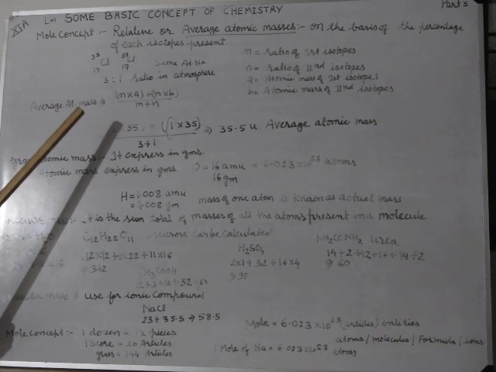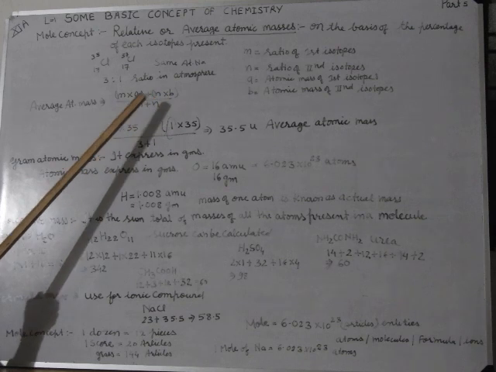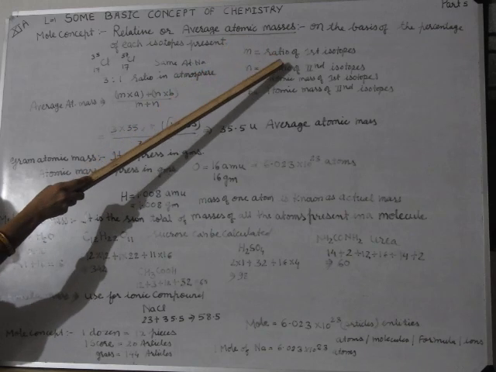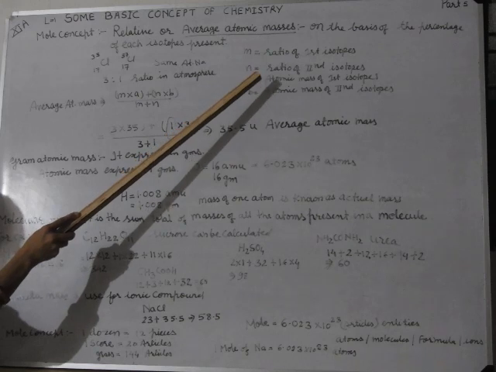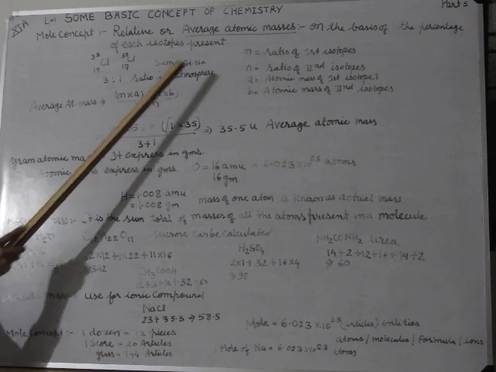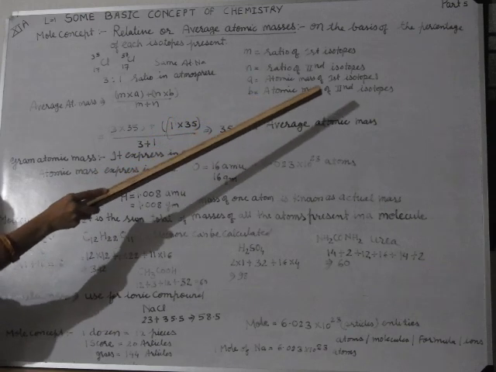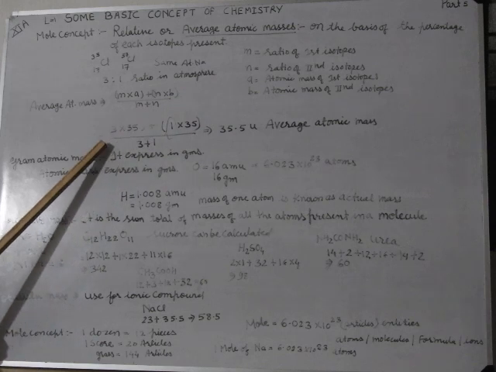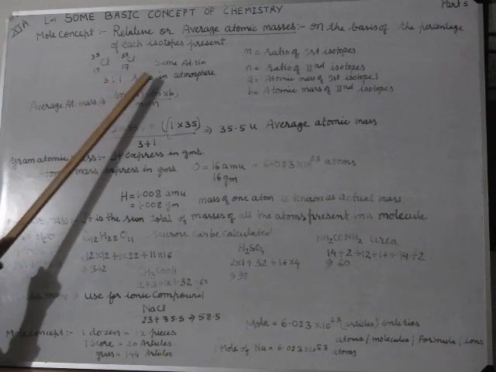Average atomic mass is equal to (m into A plus n into B) upon (m plus n). Here m is the ratio of the first isotope and A is the atomic mass of the first isotope, and n is the ratio of the second isotope and B is the atomic mass of the second isotope. So when we put these values in this formula, we get the 3 to 1 ratio in atmosphere.